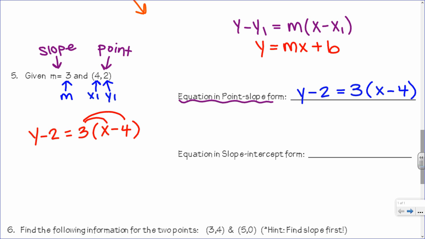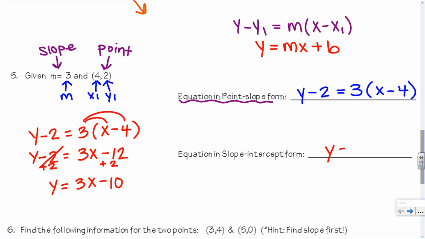All right, the first thing that you should notice is that you can do the distribution property here. So I'm going to distribute this 3. On the left, I will still have y minus 2. And now on the right of my equal sign, I will have 3 times x, which is 3x, and 3 times negative 4, which is negative 12. Okay, now I want to get my y alone on the left side, so I'm going to add this 2 to both sides of my equation. And I'm left with y equals 3x minus 10. Notice that this is slope-intercept form. So I have y equals 3x minus 10.